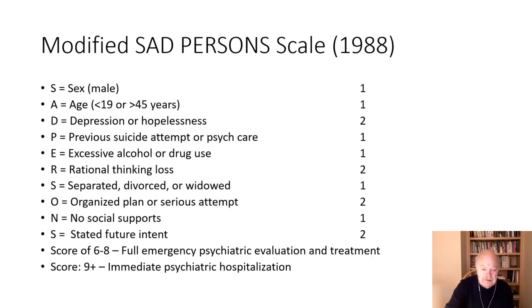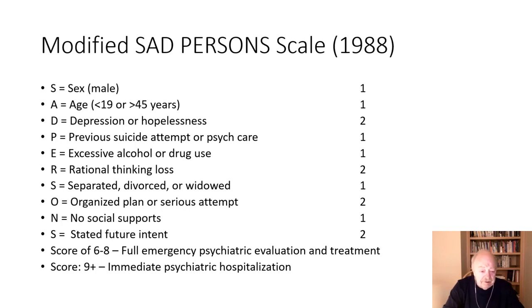And the same thing is true of the modified SAD PERSONS scale, where now we have a weighing, by giving some of these factors 2 points and some factors 1 point. And again, this is based maybe on some individual empirical studies, but no studies that have looked at all of these together, used this point system, and found it to be an accurate prediction of who might be at risk for suicide. It just doesn't exist.